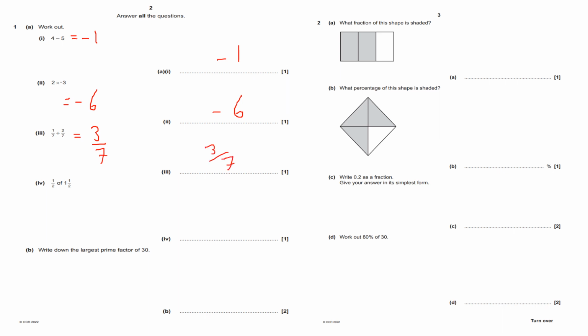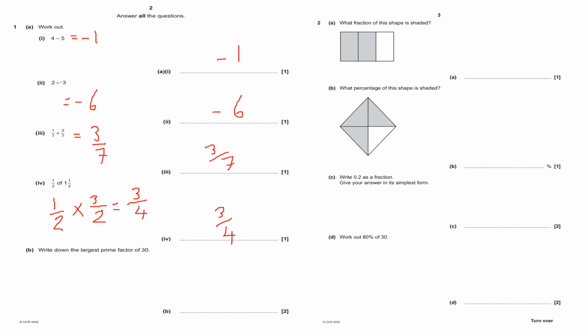Part 4, half of 1.5. Well, 1.5 as an improper fraction will be 3/2. Of means multiplied, so it's a half multiplied by 3/2. Because 1 whole is 2 halves plus 1/2, I'm going to get 3/2. Multiplying fractions, I'll multiply the top numbers together and the bottom numbers together. So 1 times 3 is going to be 3. 2 times 2 is going to be 4, sorry. So the answer is 3/4.